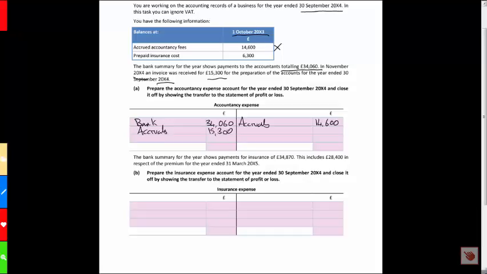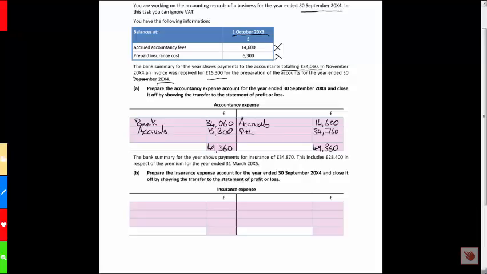So this is obviously the large side, and that balances off at £49,360. So take away the £14,600 opening accrual, will give us a charge to P&L of £34,760. Now just add them up to make sure that it does balance off the correct figure of £49,360. So that's accountancy. Let's move on to insurance.